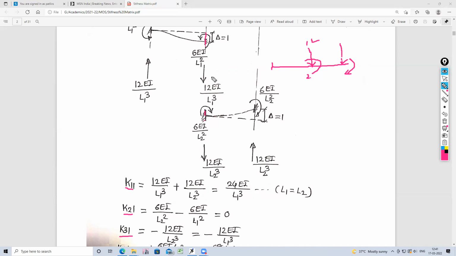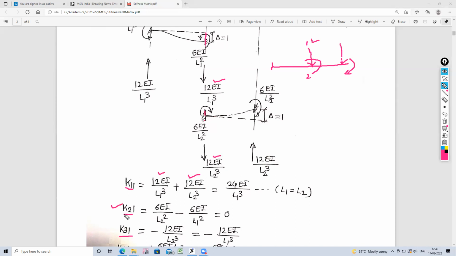In part 1, what is the force generated? It is 12EI upon L1 cube. And in the second part, again 12EI upon L2 cube. So this is downward, and the assigned coordinate is also downward. Therefore the element will be positive. So it is 12 plus 12, 24EI upon, now substitute L2 equal to L1. So it is 24EI upon L1 cube, the first element.